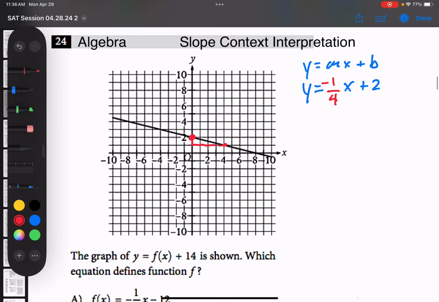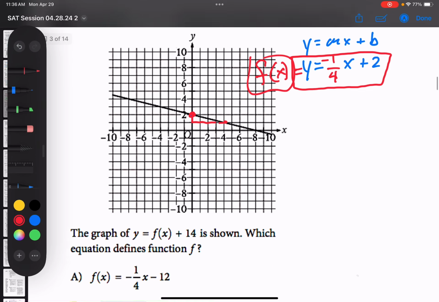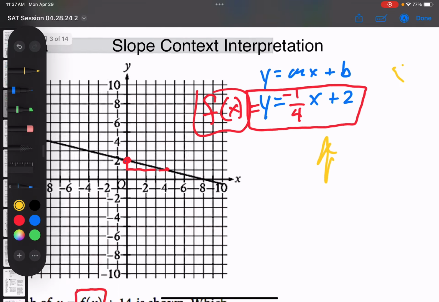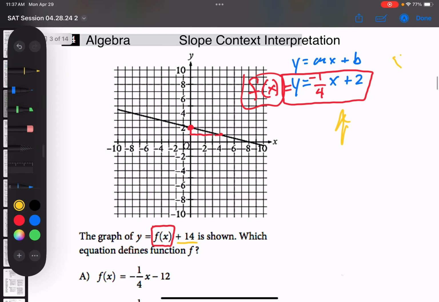Remember they told us, they didn't give us the formula. We did figure out the formula. This formula is y equals negative 1 over 4 x plus 2, which is the same as saying that f of x is equal to negative 1 over 4 x plus 2. That's your f of x, the entire formula, which is this guy right here. But, dun, dun, dun, what did they show us? Plus 14. We didn't have any plus 14 up here. So that means they added another value to this graph. They said the graph is shown as f of x, which we figured out, but they added plus 14, which means that that black line, check this out.